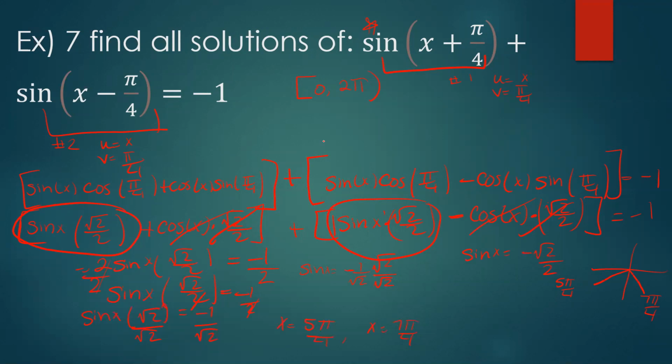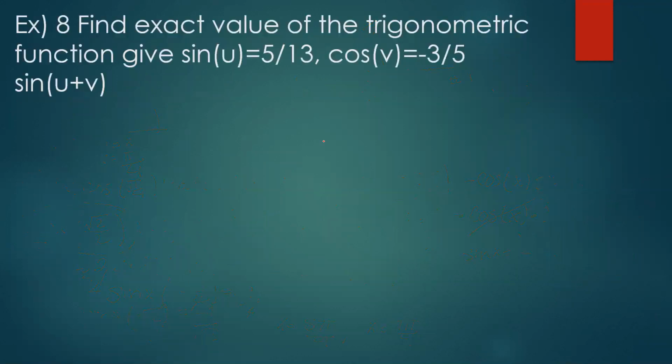Okay, I hope that helps. Let's do the last one. Find the exact value of the trigonometric function given that sine of u equals 5 over 13 and cosine of v equals -3 over 5. And they also tell you, I didn't write this, that they are both in quadrant 2.